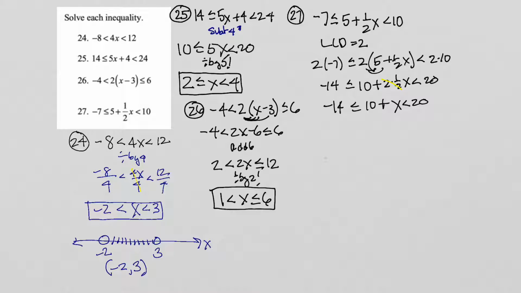One more step. Let's subtract this 10, right? We've got a positive 10. Let's subtract 10. So the plan here is to subtract 10. So we will get negative 14 minus 10, negative 24, less than or equal to x, strictly less than, and over here, 20 minus 10 is the 10. There we have it.